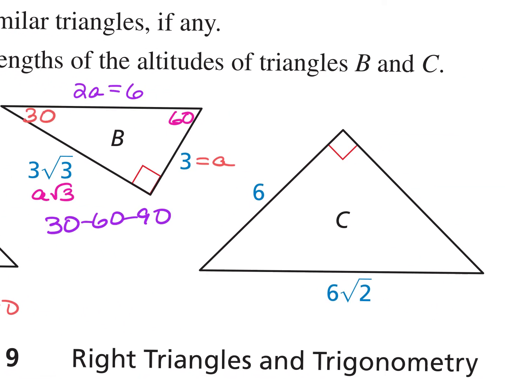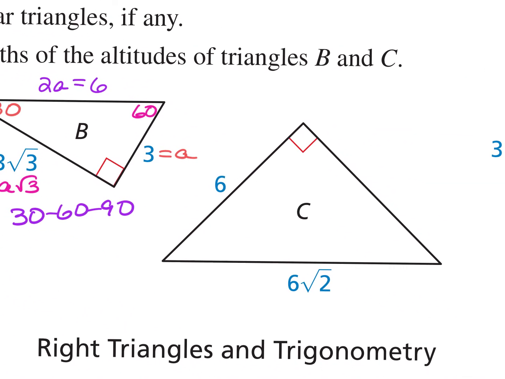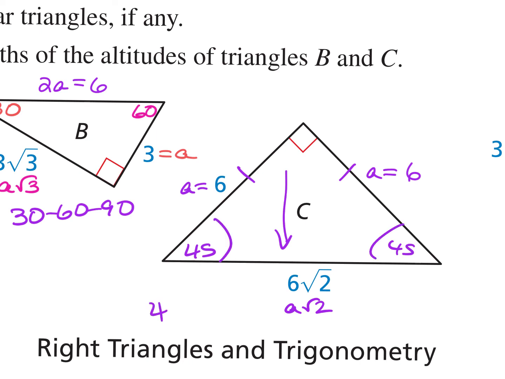For C, I can see here that my hypotenuse is whatever a was with root 2 behind it. So this tells me this side over here is also 6, making this the 45, 45, 90 right triangle.